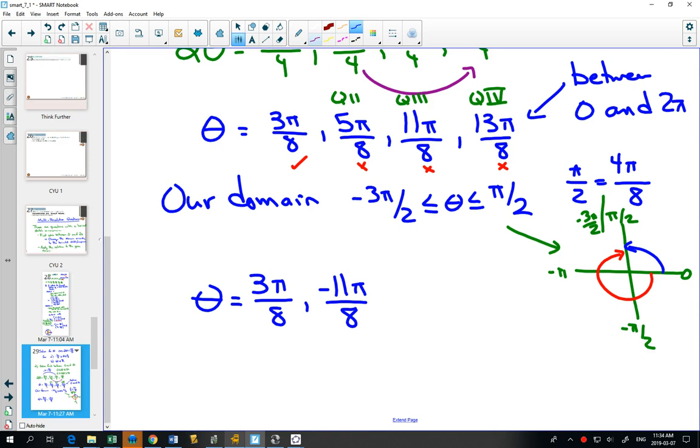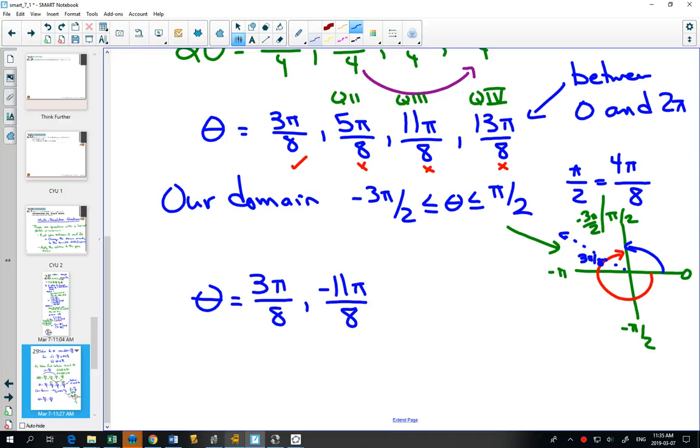Because if I went to that angle in quadrant 2, it would have the same reference angle of 3 pi over 8. And this idea of reference angles comes back over and over again. We're going to go pi plus 3 pi over 8, and pi is the same as 8 pi over 8 plus 3 pi over 8 would give me 11 pi over 8. I'm going in the negative direction, so I would write that as negative 11 pi over 8.